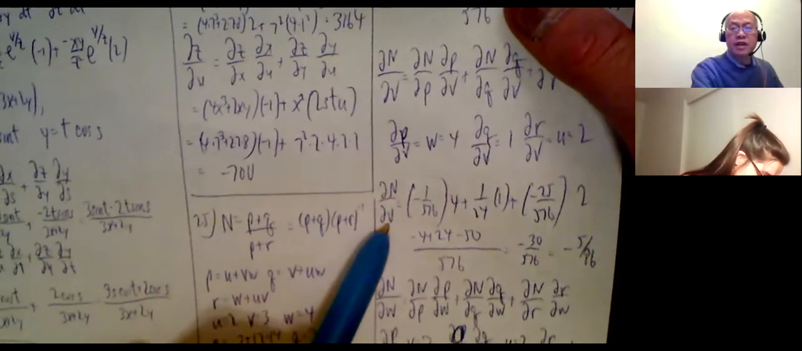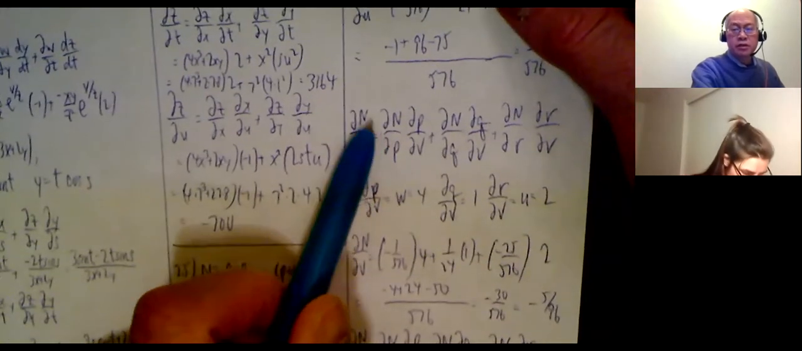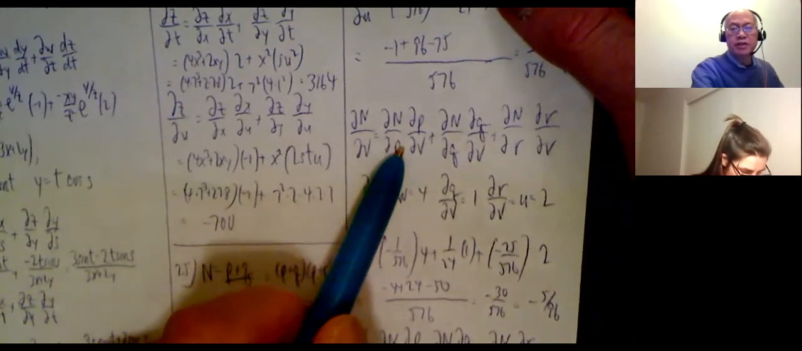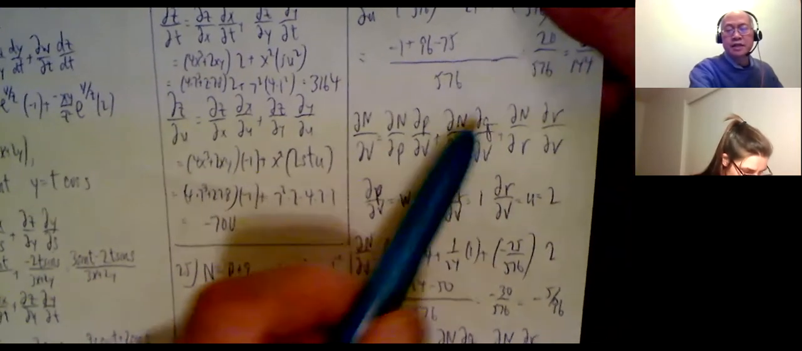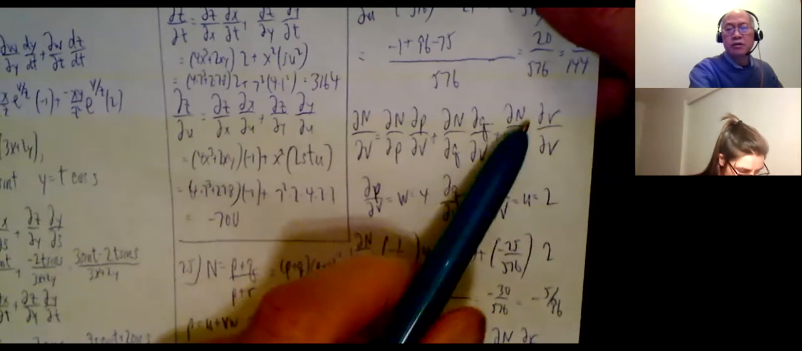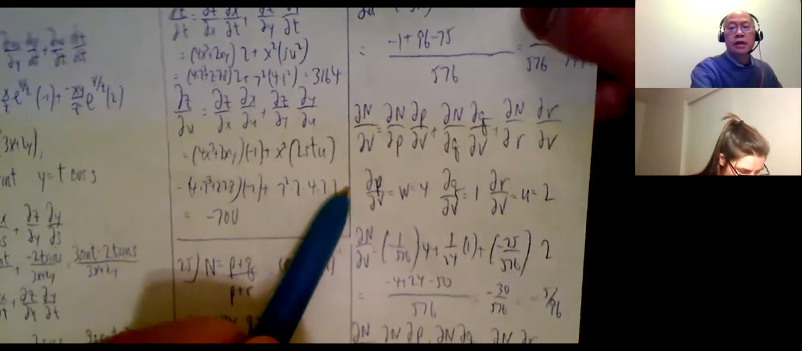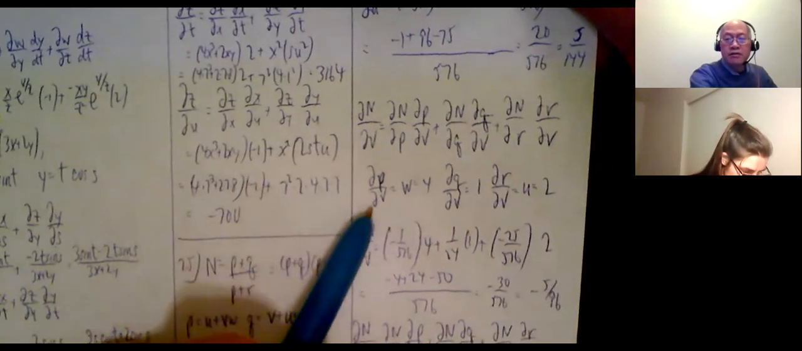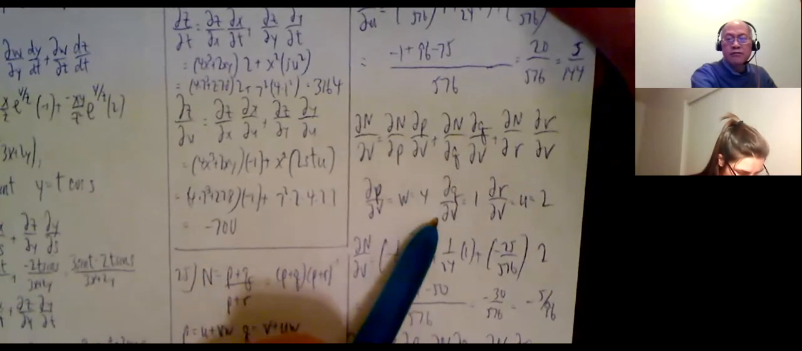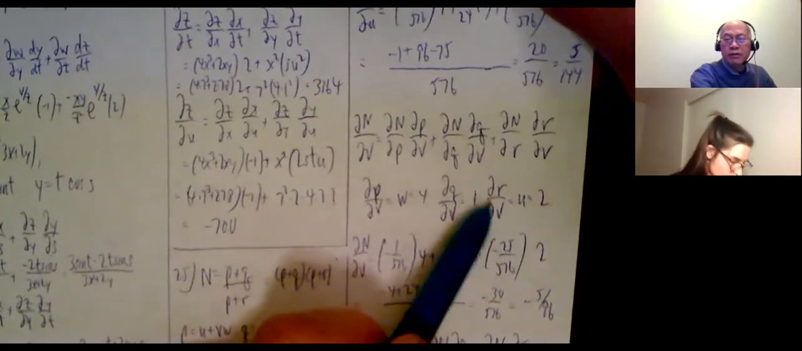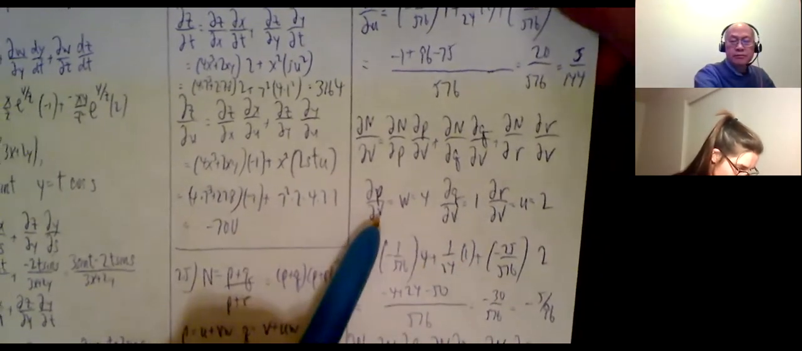Partial of n with respect to V. Whoops, back up here. So there it is: partial of n with respect to P, partial of P with respect to V, partial of n with respect to Q, partial of Q with respect to V. It takes a long time just to say it. Partial of n with respect to R, partial of R with respect to V. Now, we already have the partial of P with respect to V, that's W, which is 4. We have the partial of Q with respect to V, that's 1. And we already have the partial of R with respect to V, that's 2. It's U.